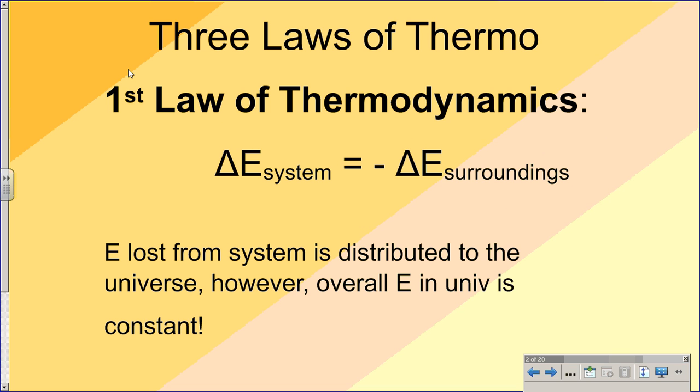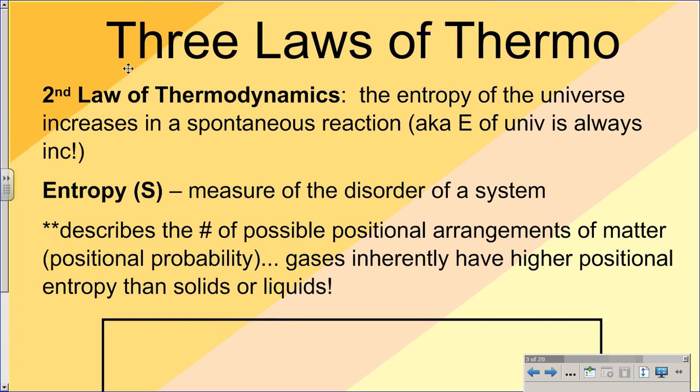Okay, so this is something that you need to know. There are 3 laws of thermodynamics. We already know the first one. We've experienced it before. The second law of thermodynamics relates to entropy. What letter represents that? S. Delta S, to be specific. Entropy is a measure of disorder.